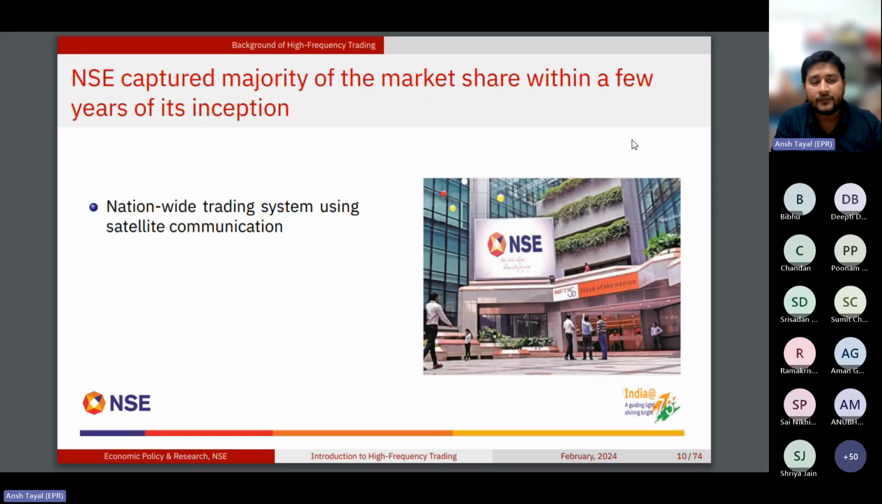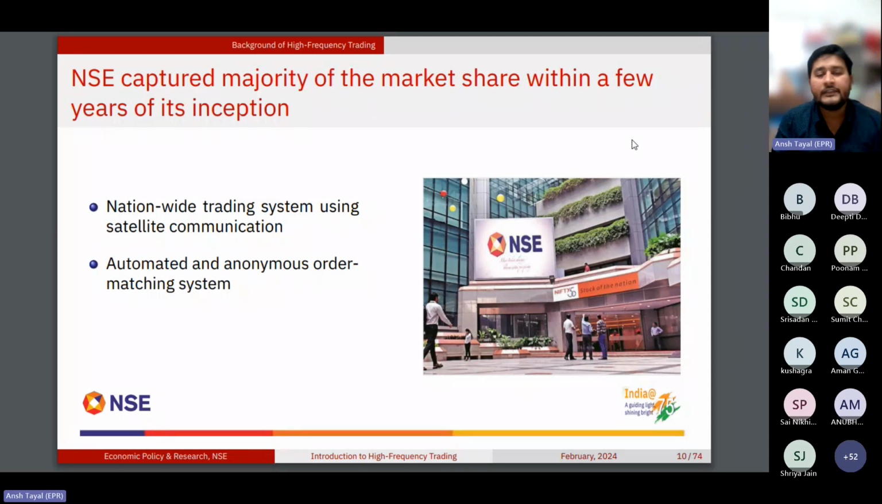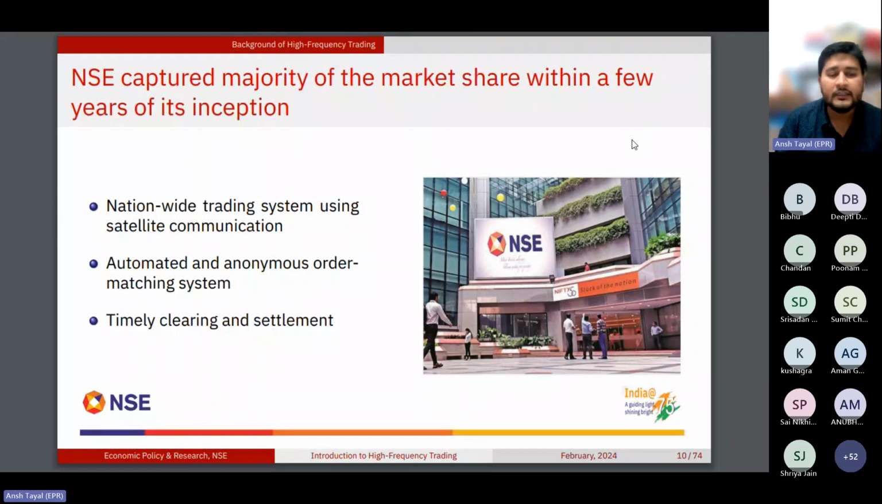So NSE was the first one in India that brought a nationwide trading system using satellite communication. Second reason, NSE was the first one to introduce an automated and autonomous order matching system. Automated order matching is electronic trading, because of which trading pits did not exist anymore. And it also ensured that there was timely clearing and settlement.